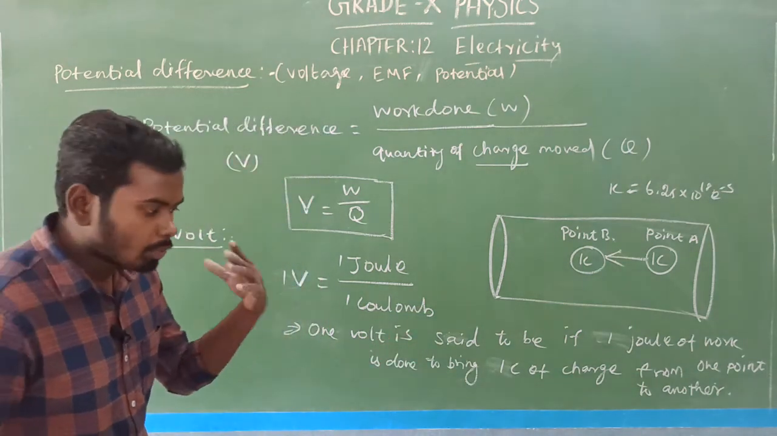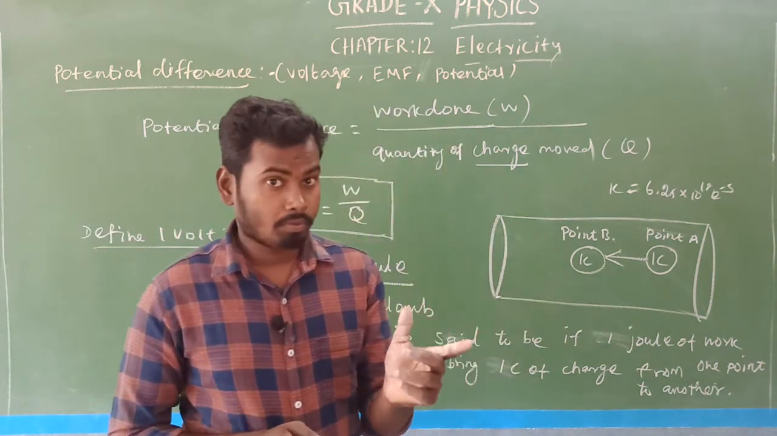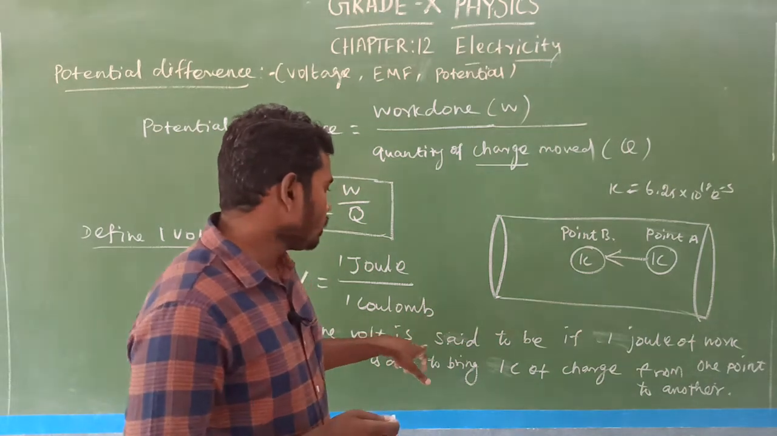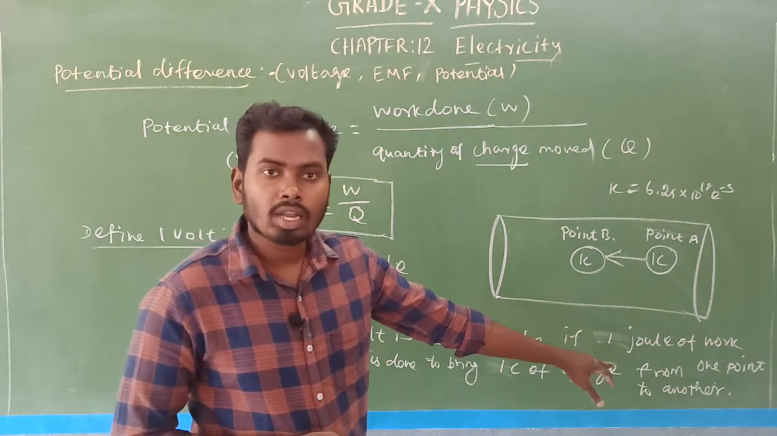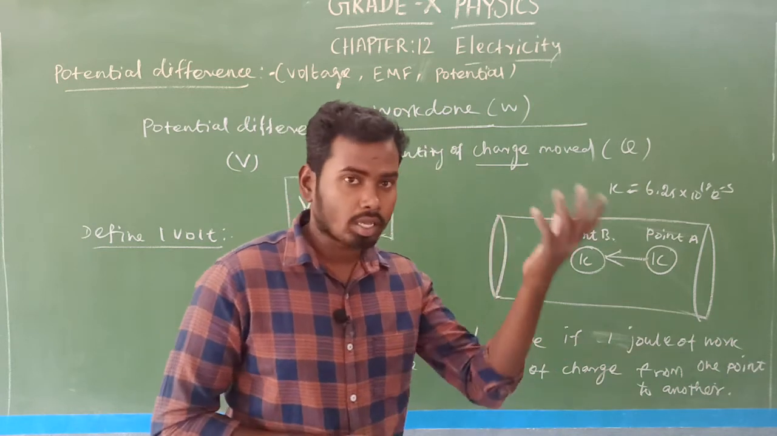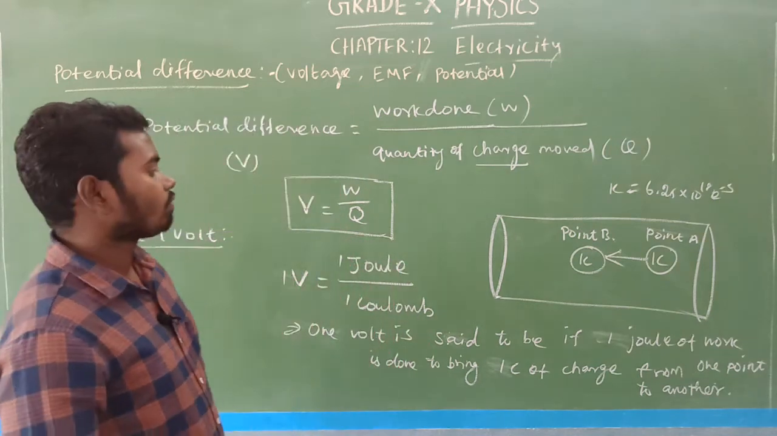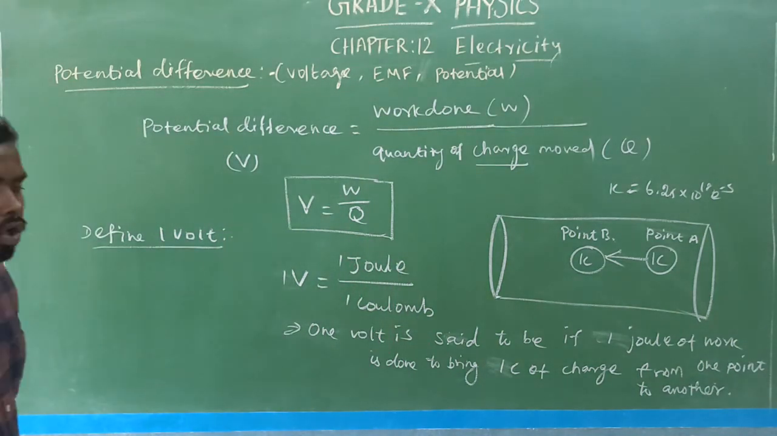So 1 volt is defined as, what is that? Potential difference. The potential difference between the two terminals is 1 volt if 1 joule of work is done to bring 1 coulomb of charge, either positive charge or negative charge, from one place to another place. That is called 1 volt.